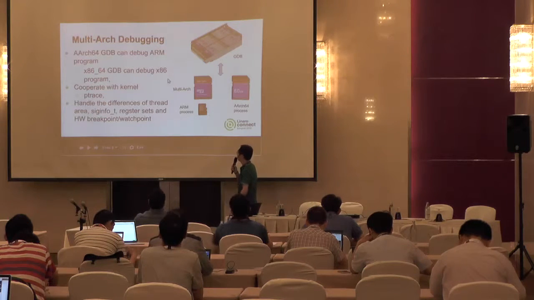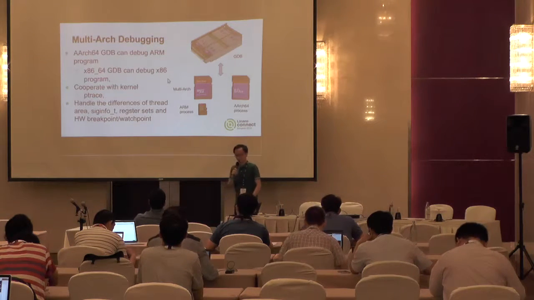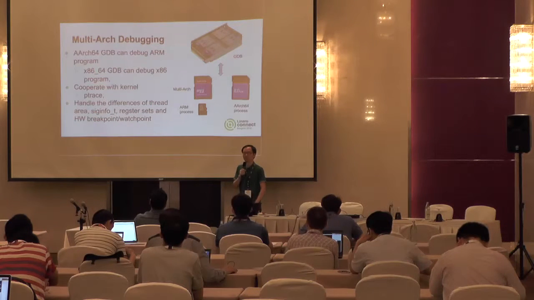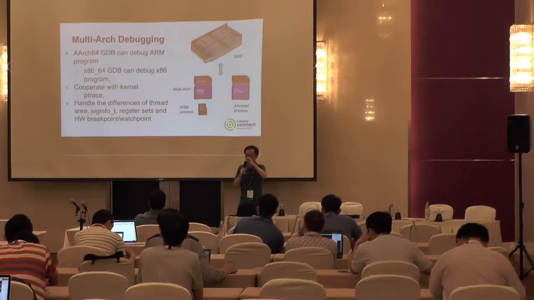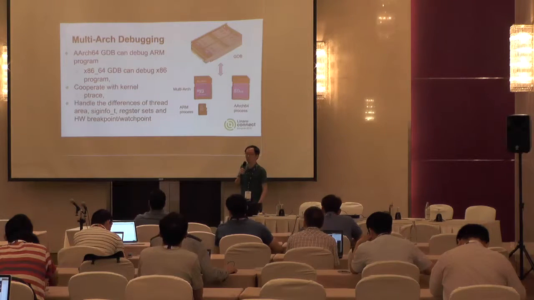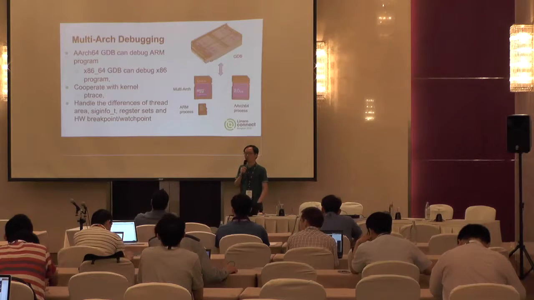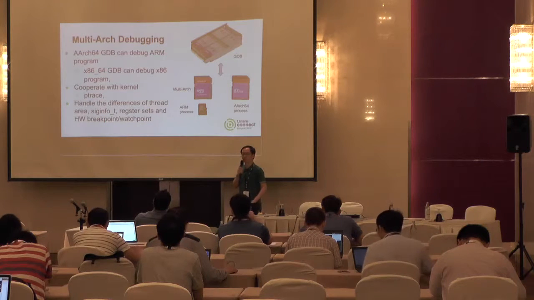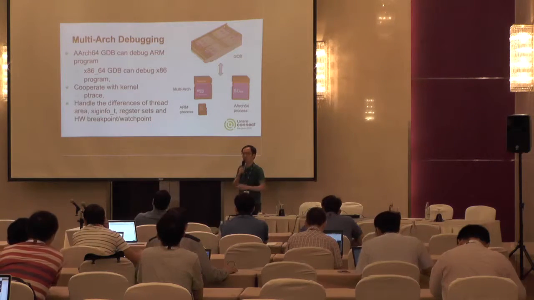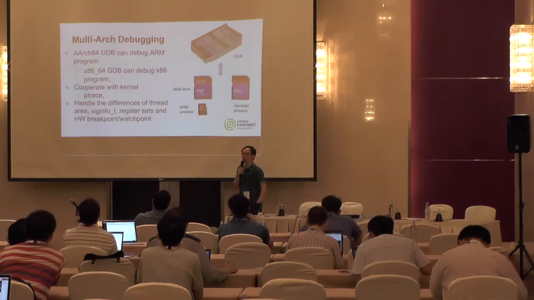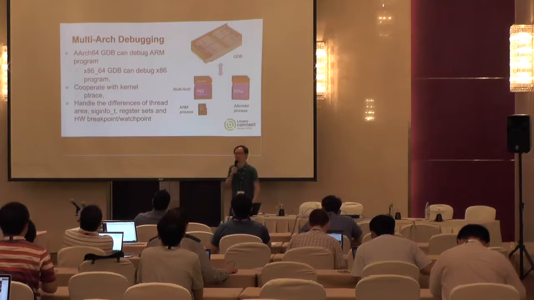Okay. Multi-arch. Multi-arch debugging is something like on x86-64, where you can have a single GDB instance, which is a 64-bit program, so that you can debug both 32-bit programs and 64-bit programs. That will be very useful. Since AArch64 is also able to run ARM 32-bit programs on 64-bit hardware, we have the same requirement as well.